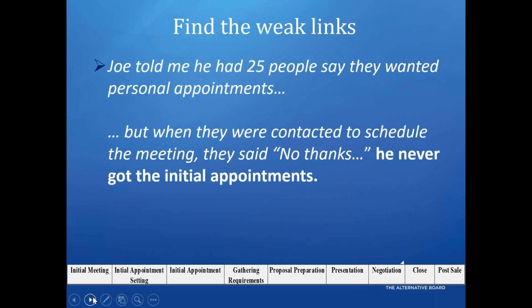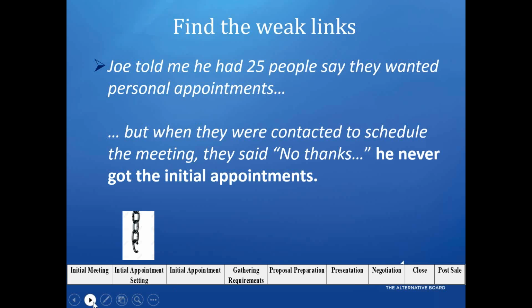Joe told me he had 25 people say they wanted personal appointments. Joe had given a presentation to a group of people at a meeting, with an evaluation form where they could check the box if they'd like to have me follow up with a one-on-one meeting. He had 25 people check the box to say they wanted a one-on-one meeting. But when they were contacted to schedule those meetings, they said no thanks. He never got those initial appointments. So while there was an interest, his weak link was in setting the initial appointments up.